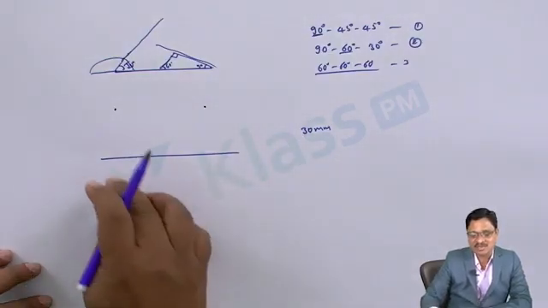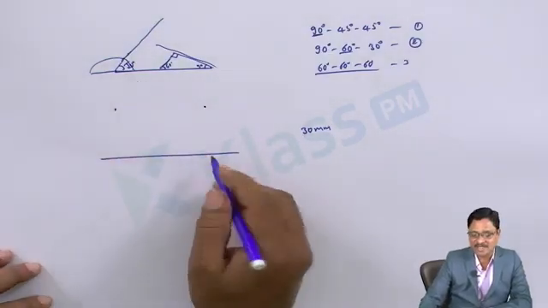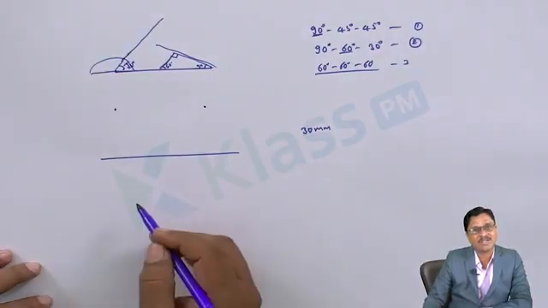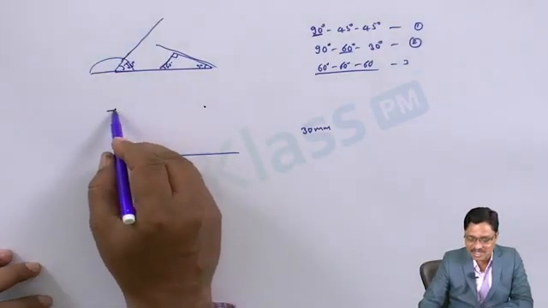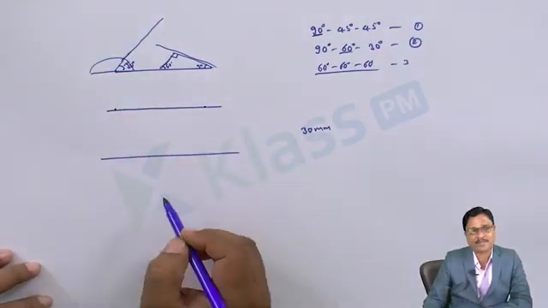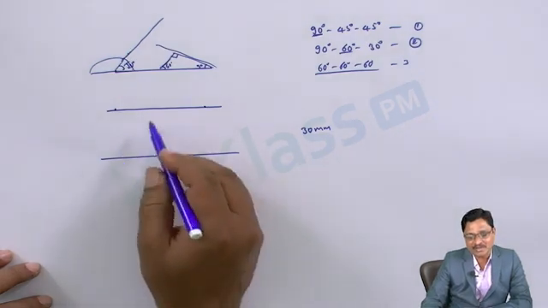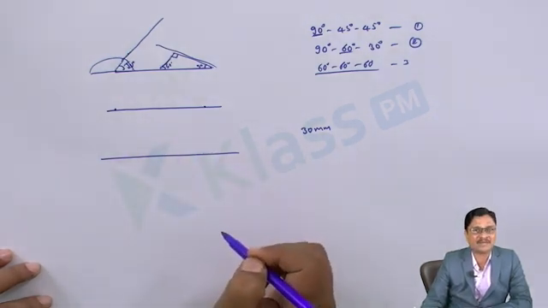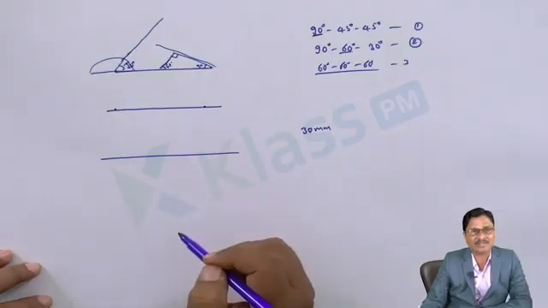So now this point is perpendicular 30 mm, and this point is also perpendicular 30 mm. So now take the scale, just join both the points and draw. Now we can ensure that this gives exactly what is required. So that is the normal way of the process.